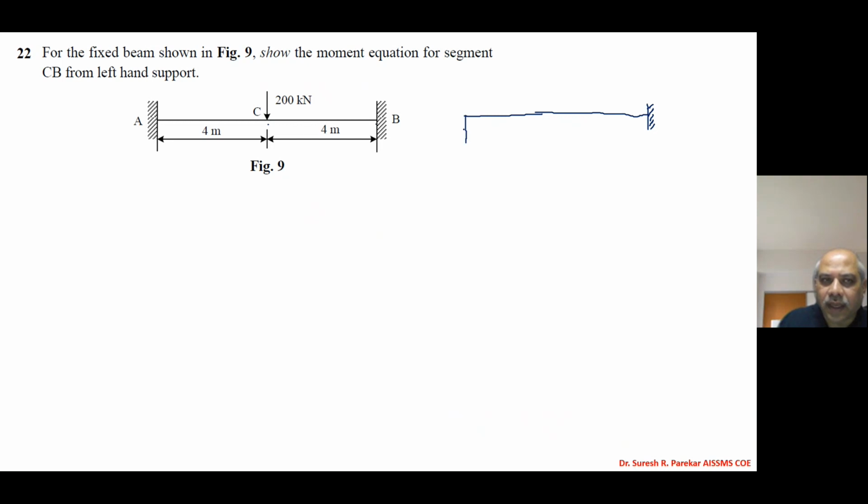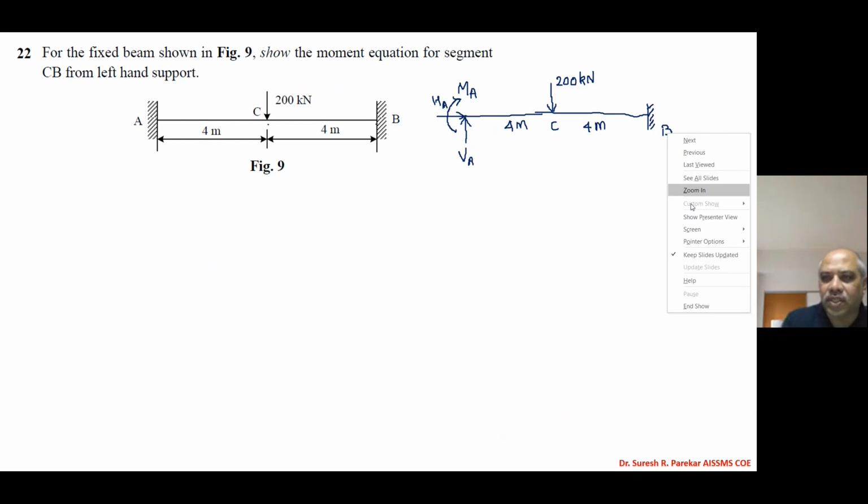Then we have this will be VA. Then we have this HA, which will not be of any use. It is going to be 0 as we do not have any load in horizontal direction. Then we have this will be MA. And then we have this force that is 200 kilonewton. We have this as 4 meters. We have this as 4 meters. So this is CB, and we are interested to write the moment equation for CB.